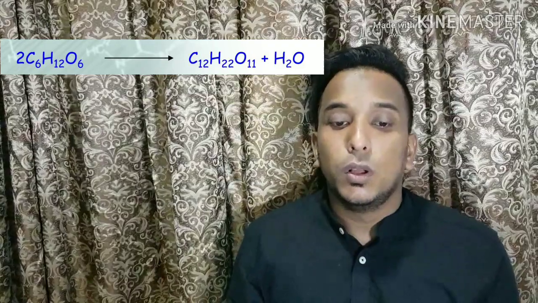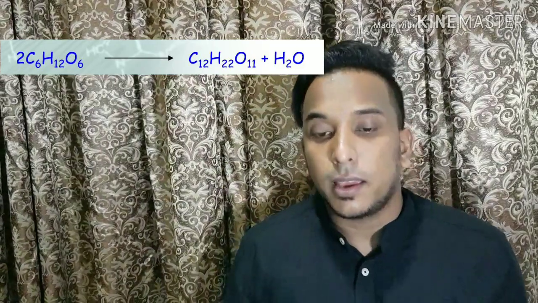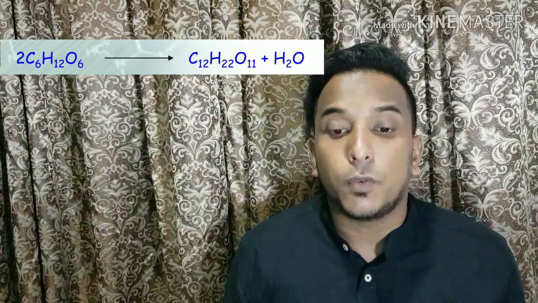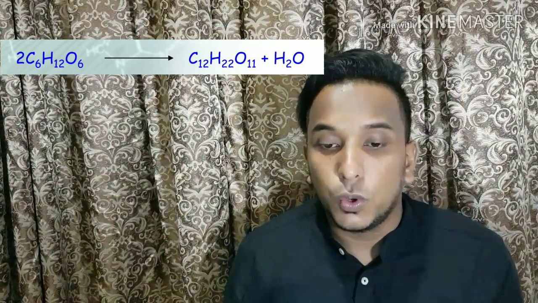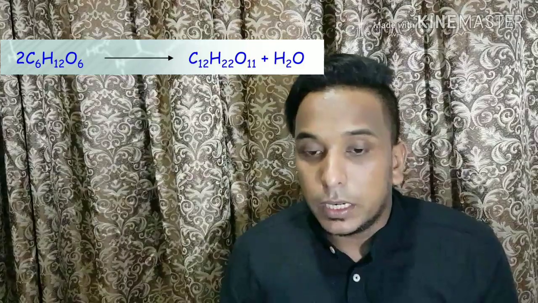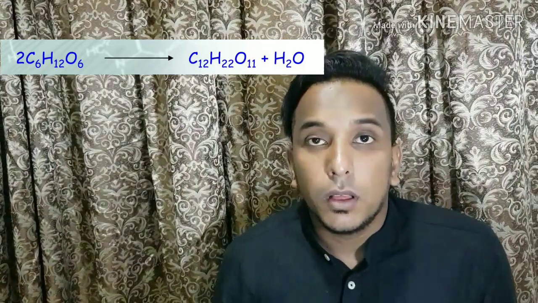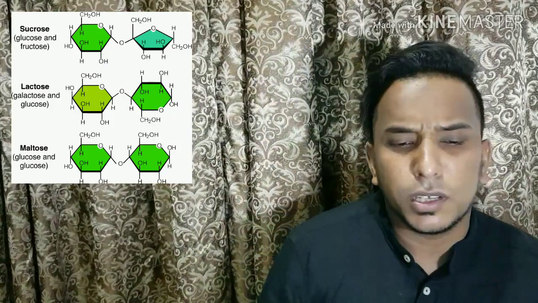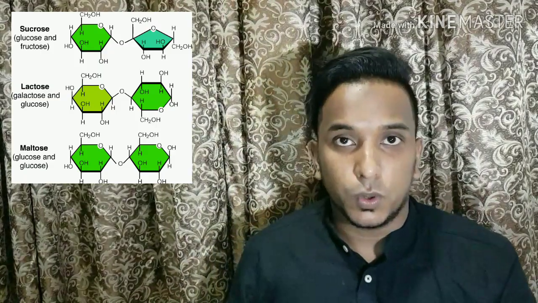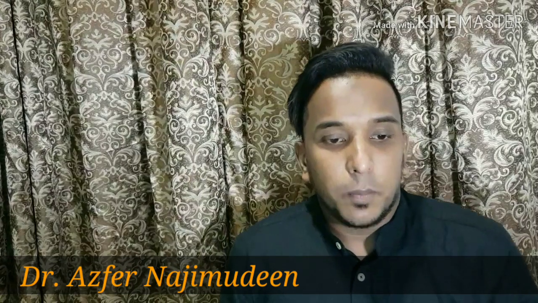That means two molecules of monosaccharides are combined to form a disaccharide, which is C12H22O11, and it gives out a water molecule. So here they have given you three examples for disaccharide, which are maltose, sucrose and lactose. Right, let's go on to these examples.